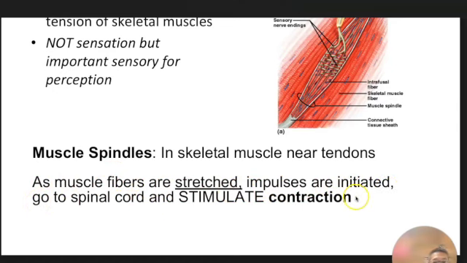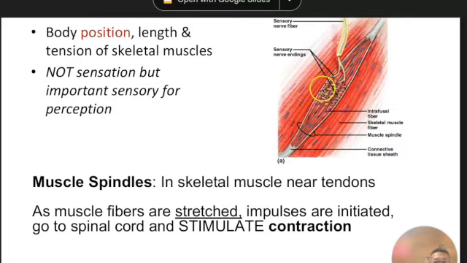So if your body is falling forward, okay, of course the back muscle will be stretched, causing an action potential. It sends the nerve to the brain, and then it'll cause it to tighten up so that you don't fall forward.